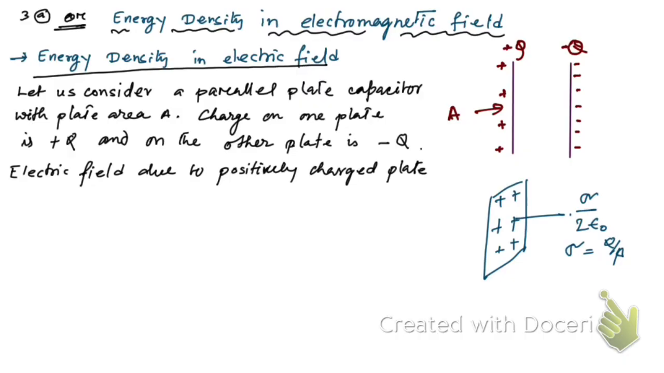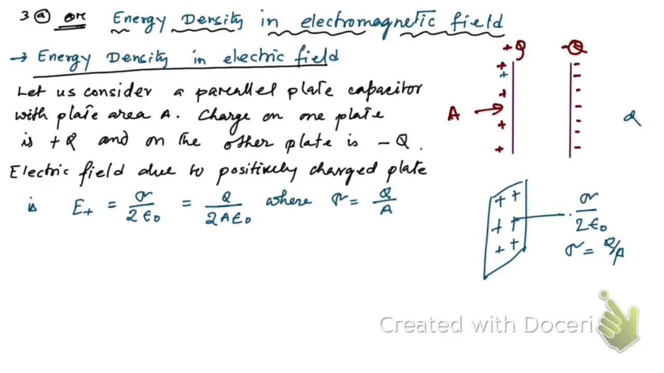So that's why the electric field due to only this positively charged plate, let me write E positive, is given by sigma by 2 epsilon naught, and sigma is the surface charge density, so we can write q by A, that means charge per unit area, where sigma is equal to q by A. So the magnitude of charge in both plates is the same, but one is positively charged, another is negatively charged, and the magnitude of charge is q.